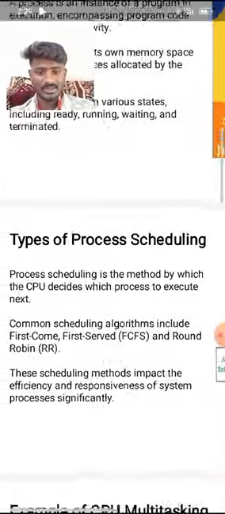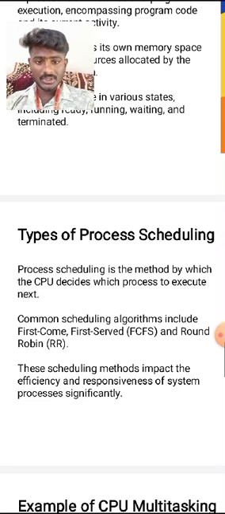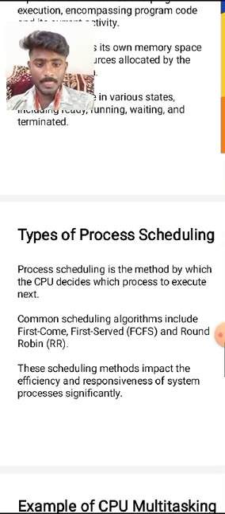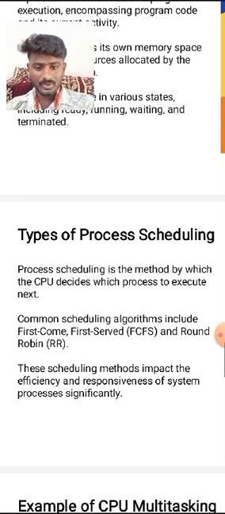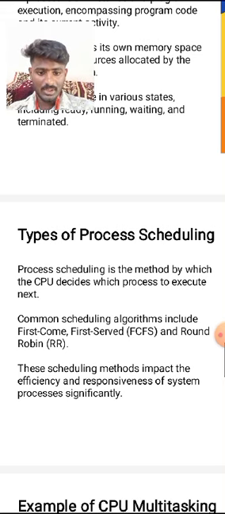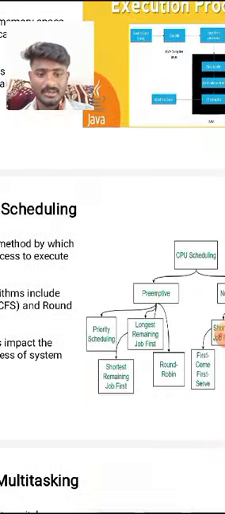Types of process scheduling. Process scheduling is the method by which the CPU decides which process to execute next. Common scheduling algorithms include first come first served, FCFS, and round robin, RR. These scheduling methods significantly impact the efficiency and responsiveness of system processing.